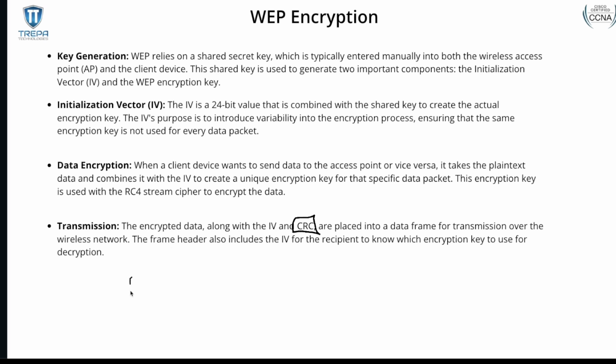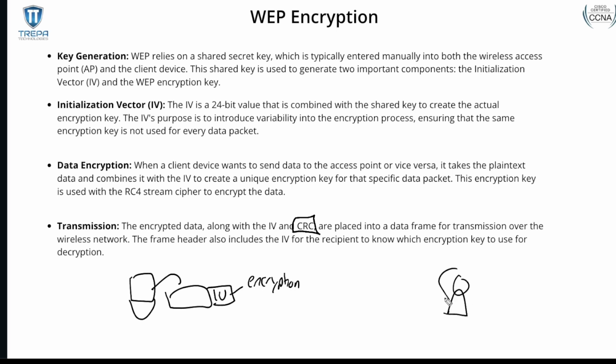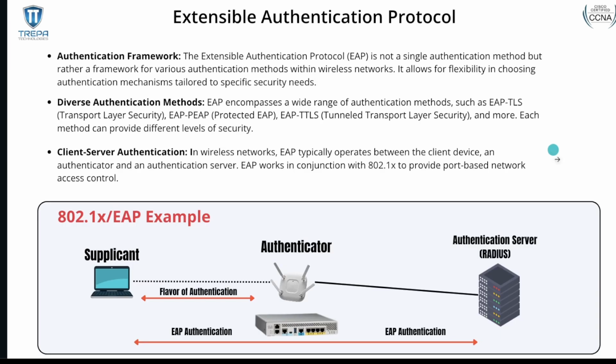So of course, if our client is attaching an IV to a header and then using that to create a unique encryption key for every single data packet, the receiver, there's my wireless access point receiver, also has to know about that initialization vector, okay? So that is, in a nutshell, how WEP encryption works.